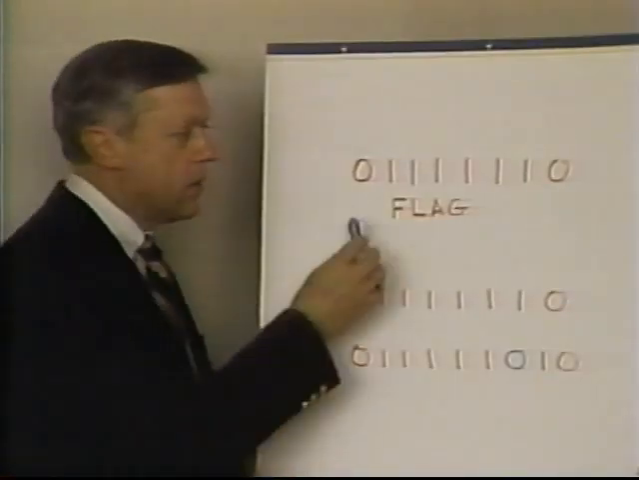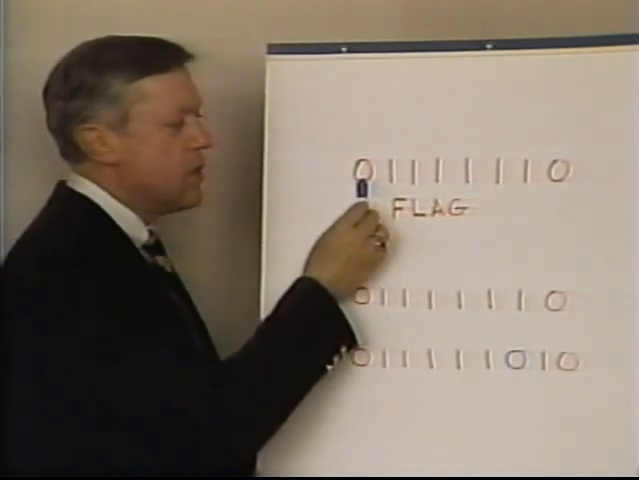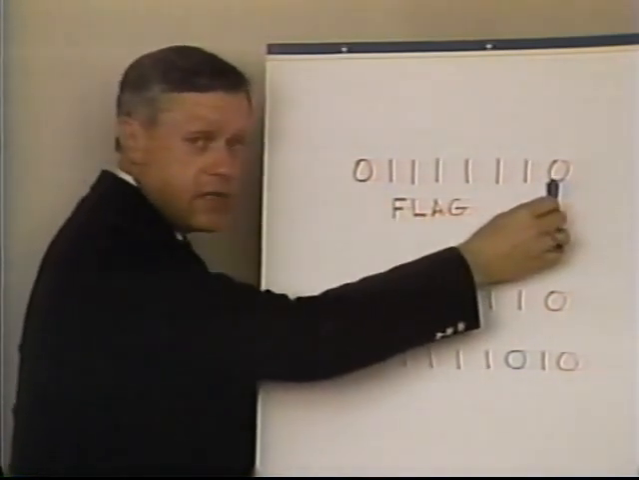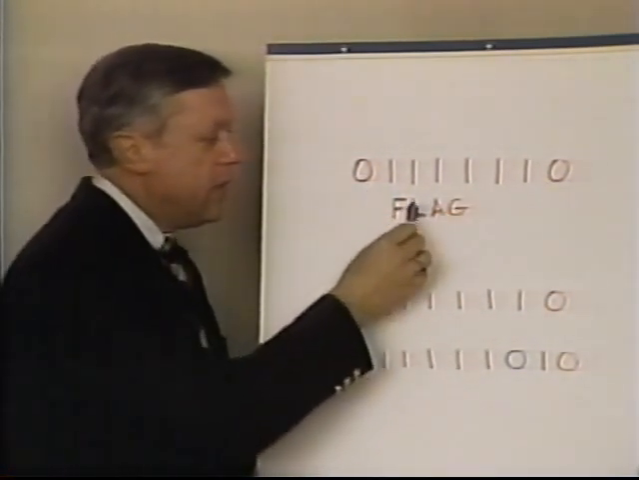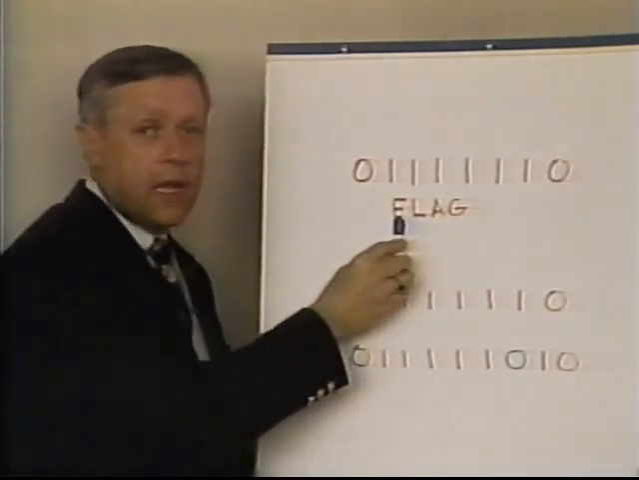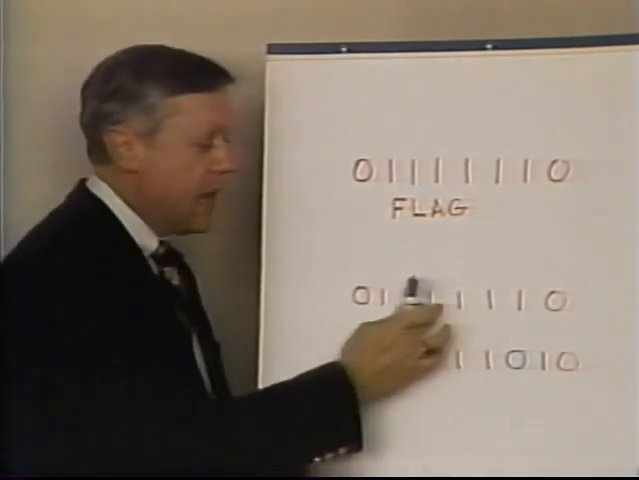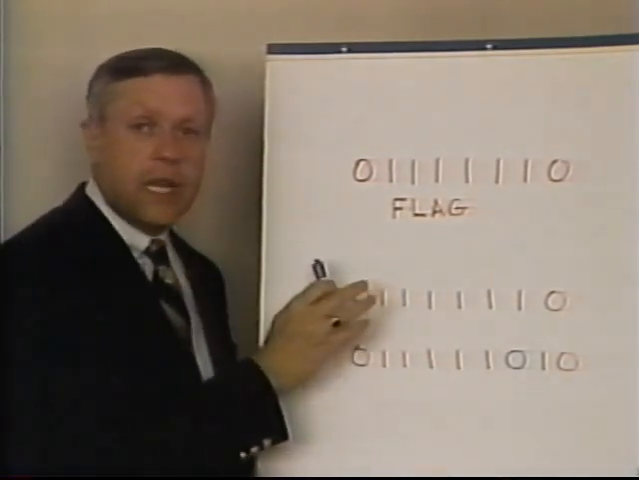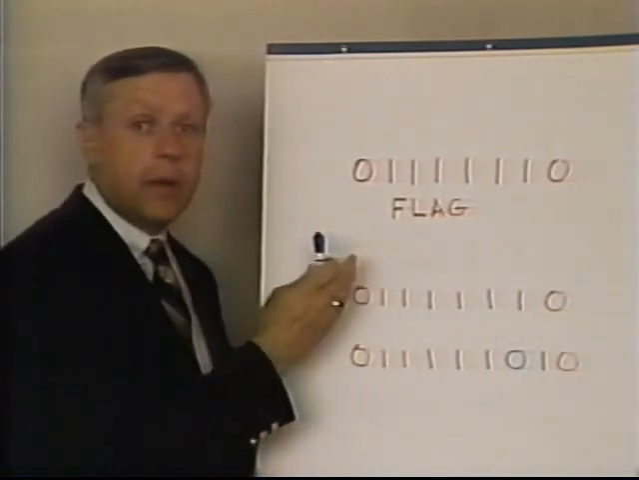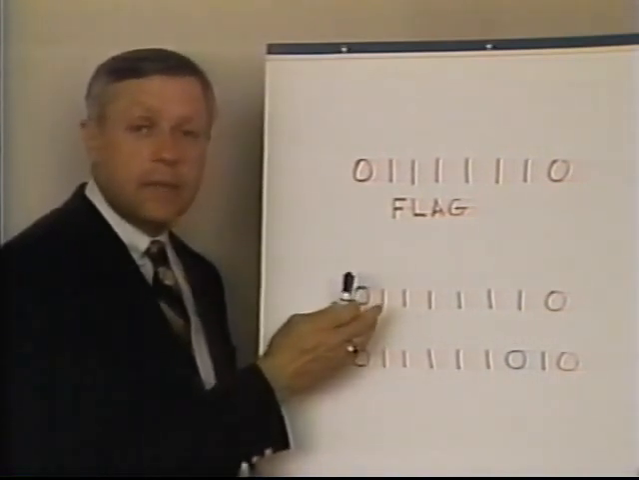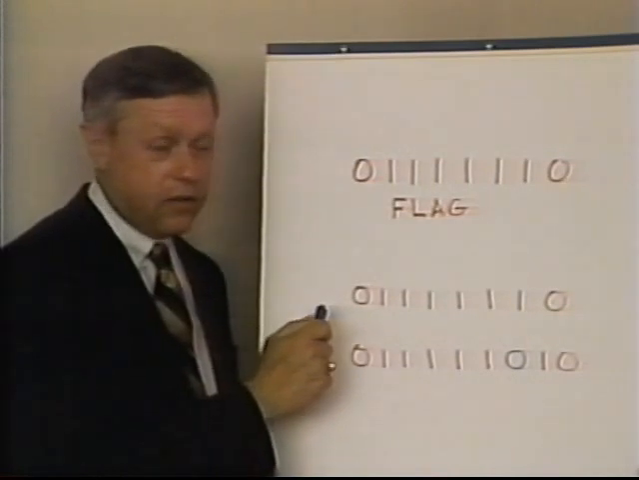The flag character has the pattern of a 0, 6 ones, and a 0. Now, this is reserved, like we say, for the flag on the communications circuit. If you're transmitting data and during the data a flag character should occur, the communications hardware will get around it by stuffing an extra bit in to make it look not like a flag character.